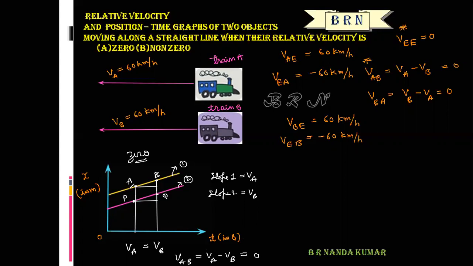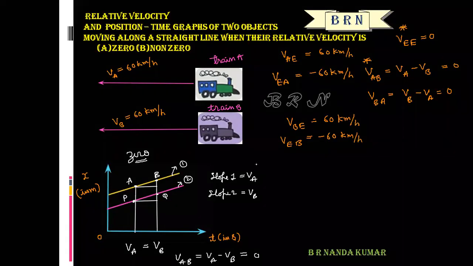So what does this graph clearly represent? This graph clearly represents that the relative velocity between two objects is equal to 0, because here two objects are moving along a straight line with the same velocity. Two objects are moving along a straight line with constant velocity. Okay, the velocity of one object with respect to another object is exactly equal to 0.